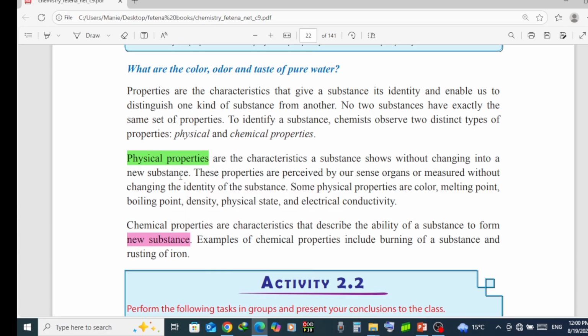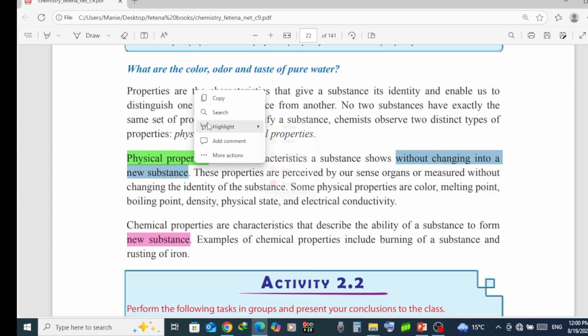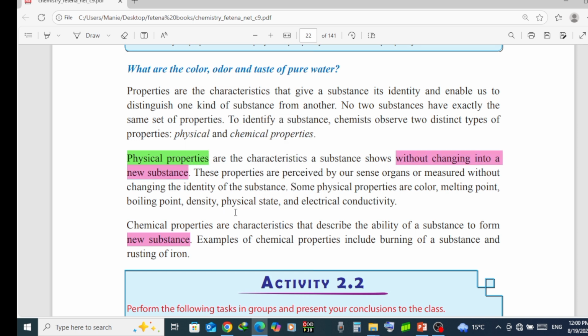Therefore, here there is no change of the substance into a new substance. So there is no formation of new substance in case of physical property, but there is a change in the existence, in the characteristics, in the nature of the substance. So if a substance is changed into a new form or into a new existence, then it is called chemical property.